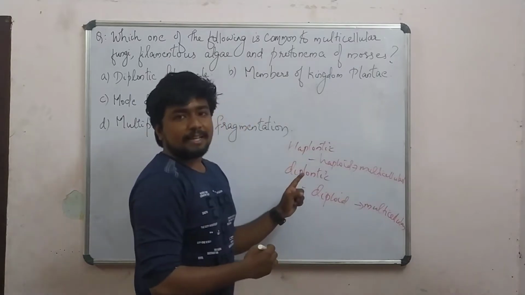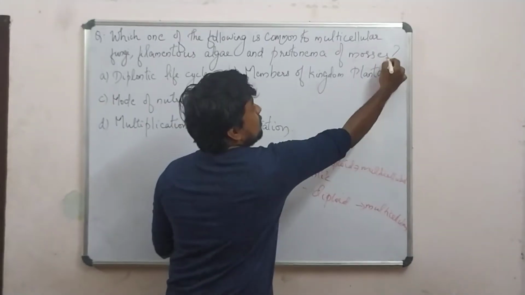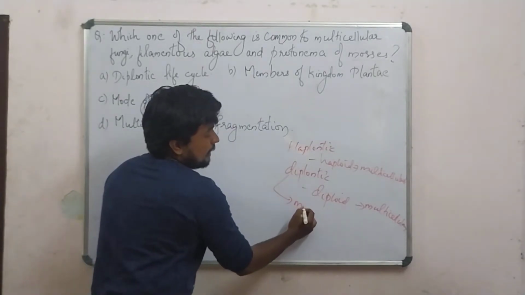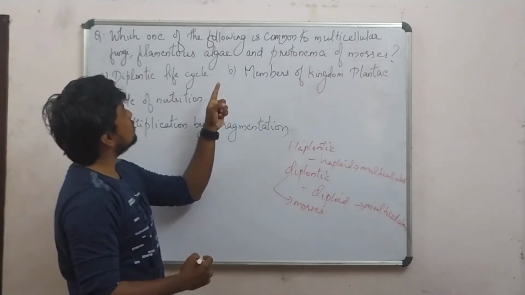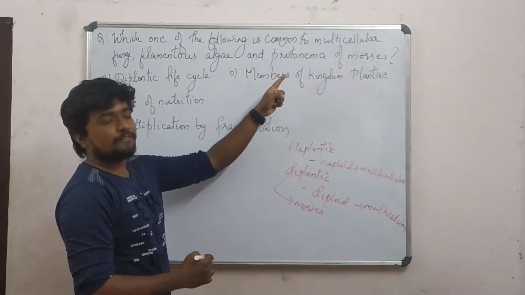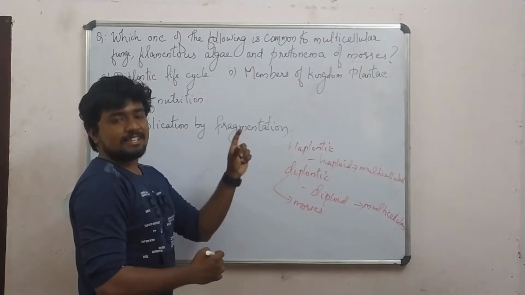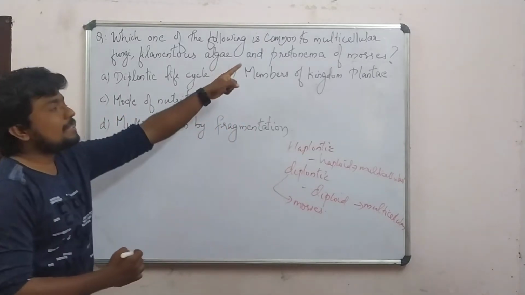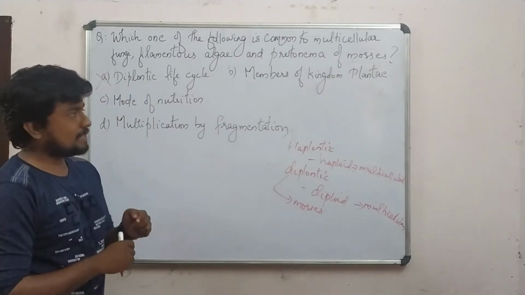So keep this in your mind. And we know the mosses invariably show the diplontic life cycle. Diplontic life cycle is invariably shown by the mosses, while others, that is filamentous algae and multicellular fungi, may or may not show diplontic life cycle. So we can just summarize that diplontic life cycle is not the thing that is common to all the 3. So this is a wrong option, and that is eliminated.